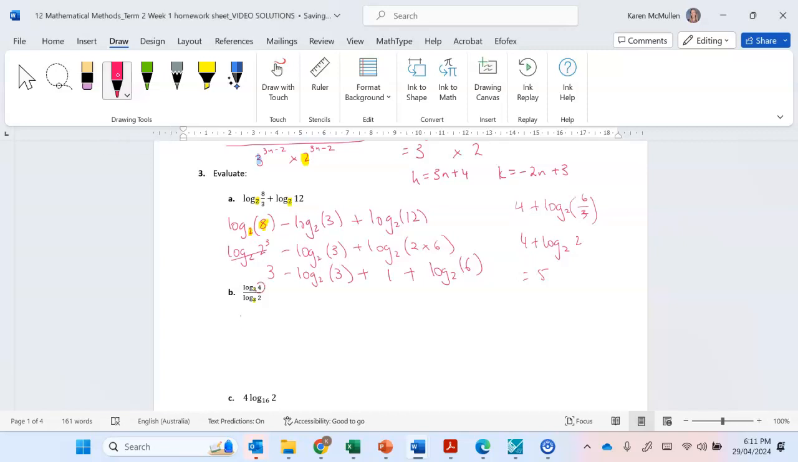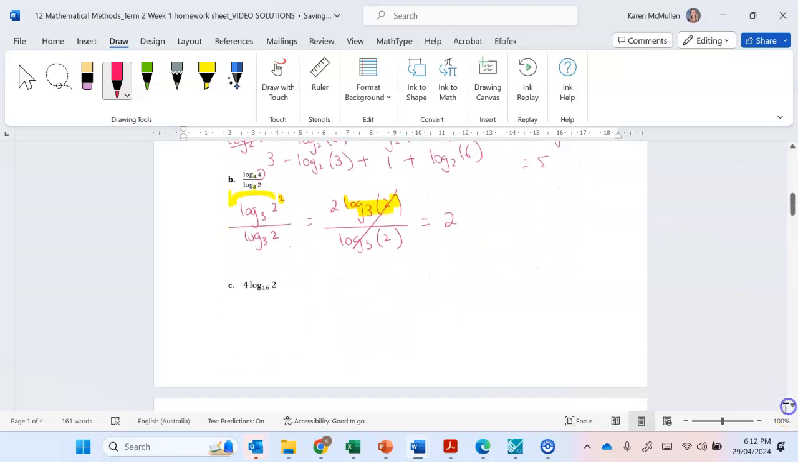I'm going to rewrite that, not the base, the argument, as 2 to the power of 2 over log base 3 of 2. And I'll move that 2 to the front. So then we get 2 log base 3 of 2, and on the bottom we've got log base 3 of 2. Log base 3 of 2 is just a number. So if you've got something on the top that's the same as the bottom, then they cancel out, or they equal 1, and we're left with 2 as your answer, which was quite a good one.